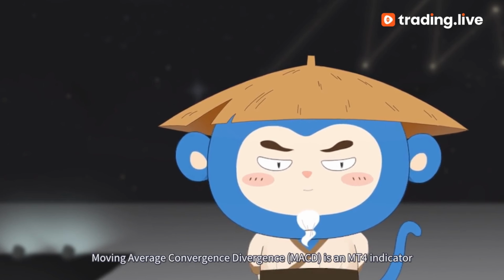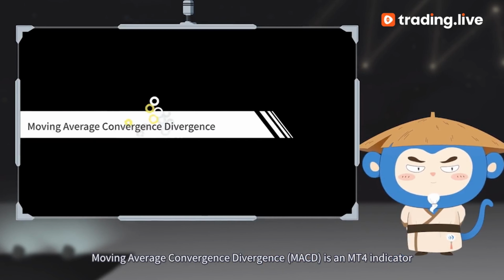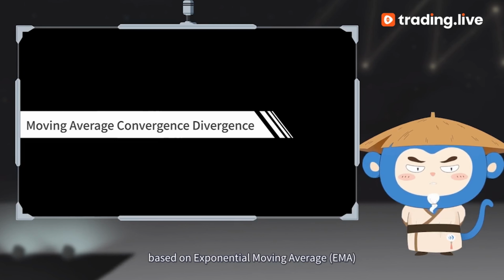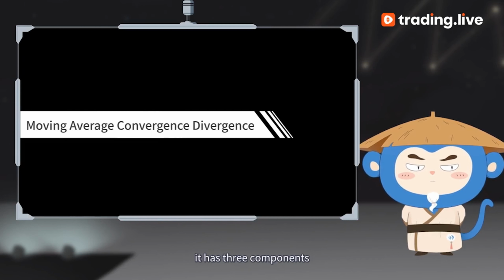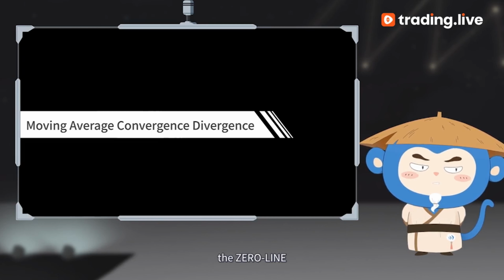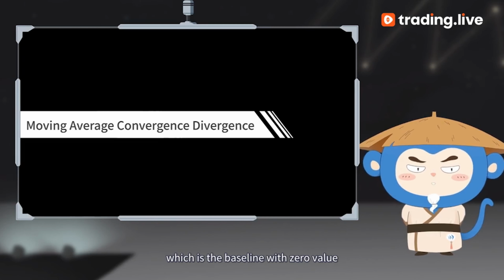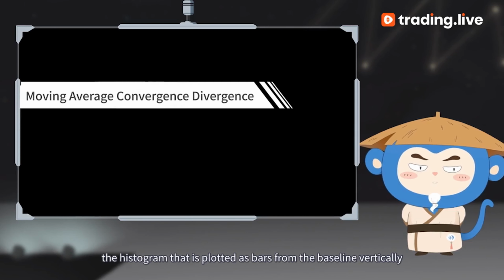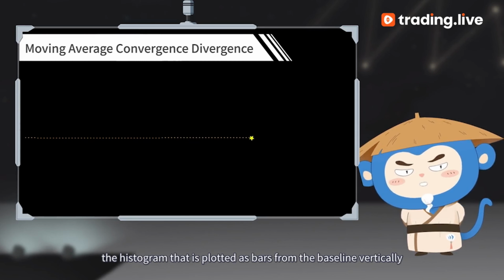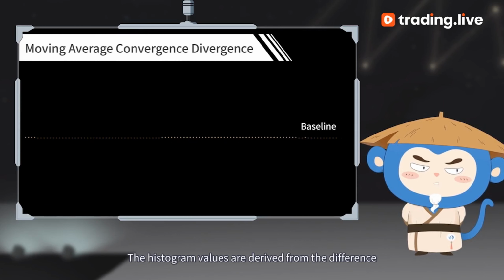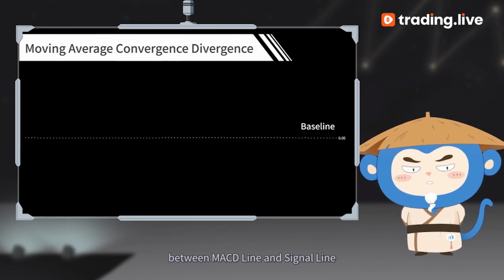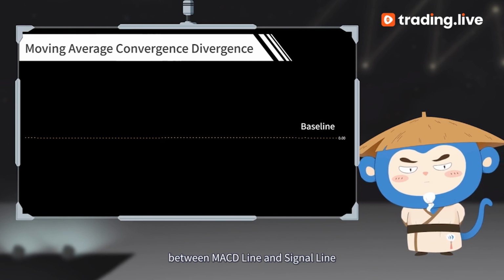Moving Average Convergence Divergence, MACD, is an MT4 indicator based on exponential moving average, EMA. It has three components. First, the zero line, which is the baseline with zero value. Second, the histogram that is plotted as bars from the baseline vertically. The histogram values are derived from the difference between MACD line and signal line.